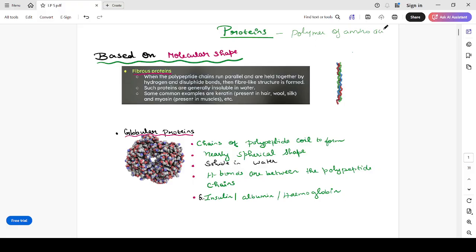Proteins are polymers of amino acids. We also call them polypeptides. That doesn't mean all the polypeptides are proteins here. If the number is quite huge enough, then we call it proteins.